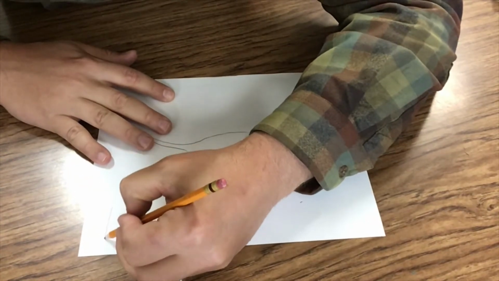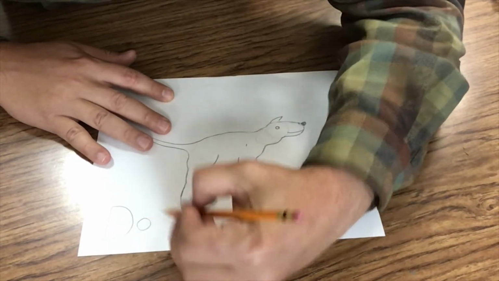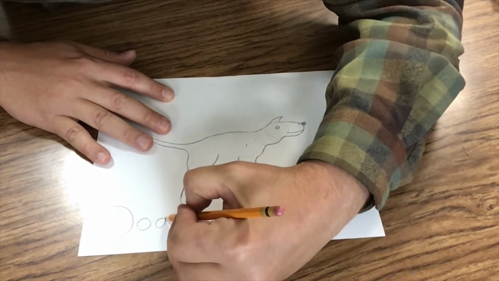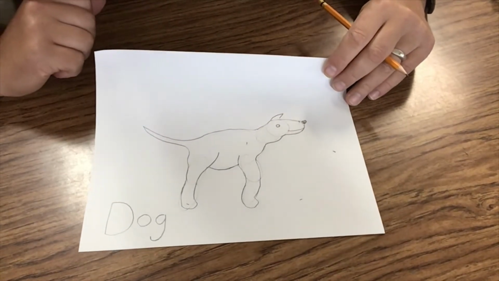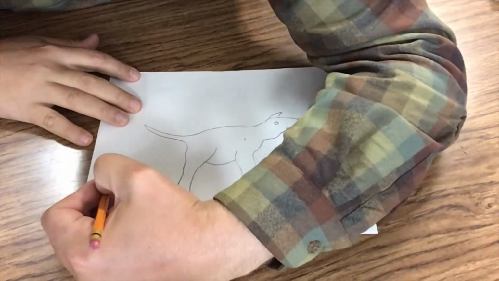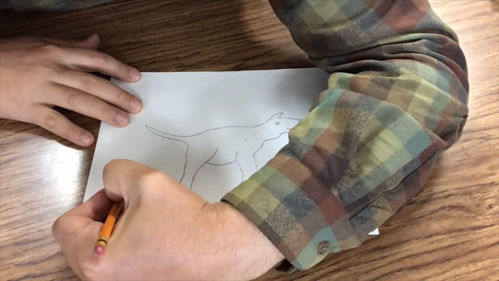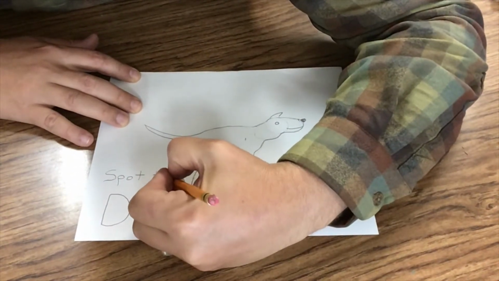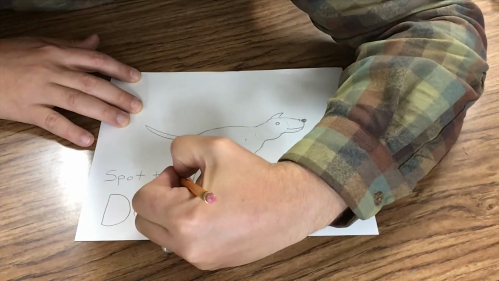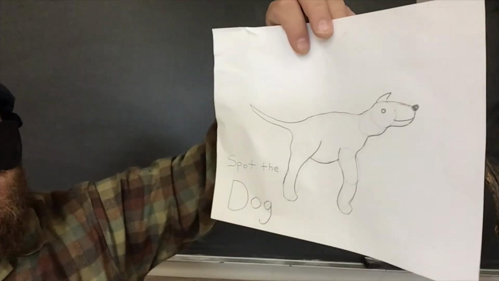After that, I'm going to practice writing the word dog with a capital D, O-G. So it's an uppercase D, lowercase O and G. To practice capital letters, I'm going to name this dog Spot by writing capital S, lowercase P-O-T to spell Spot, the, lowercase t-h-e, dog. Spot the dog.